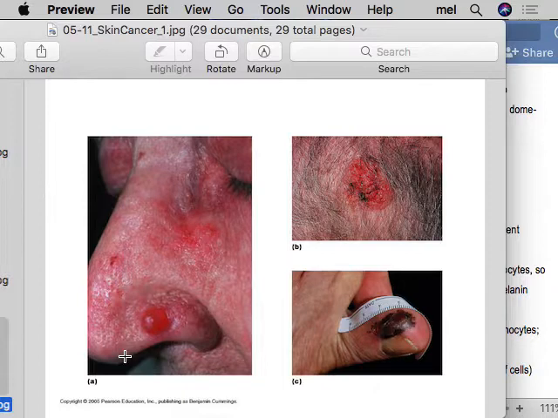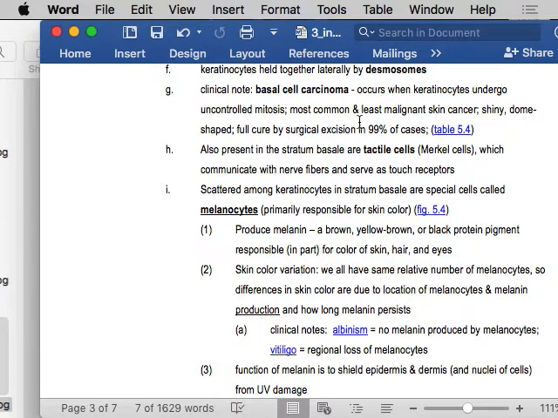Do you know what metastasize means? When a cancer moves from one tissue to another, right? So it's the least likely to metastasize. It accounts for the vast majority of skin cancers, but it accounts for very low levels of skin cancer deaths.